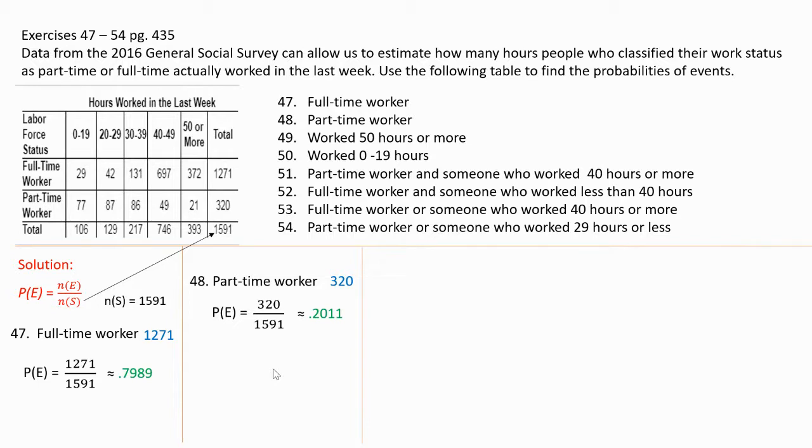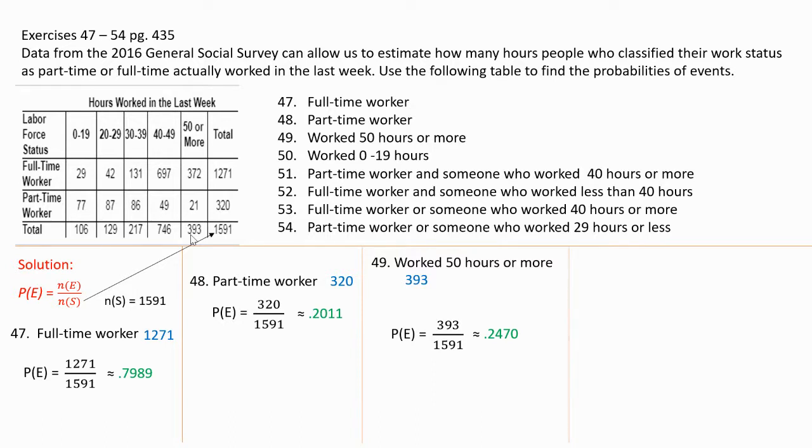Number 49, work 50 hours or more. So again, we know that the sample space is the same, 1591 throughout. Let's go here, 50 hours or more. It's here, so we go all the way down. It's going to be 393 over my sample space, which is 1591. Use the calculator, and approximately it will be 0.2470.